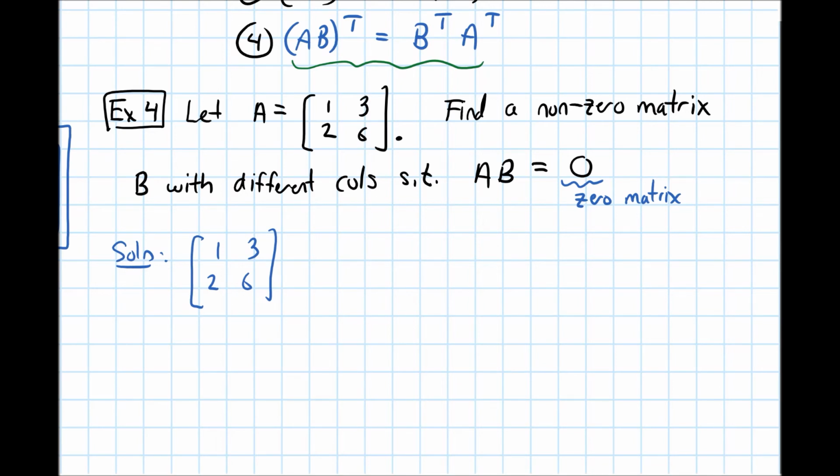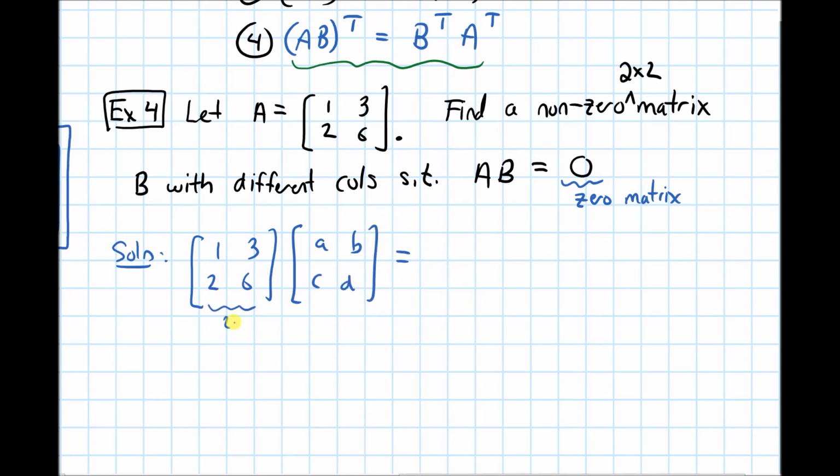And actually, I forgot to mention one thing about B. I forgot to say that B is 2 by 2. So I want B to be a 2 by 2 matrix. I don't know what the entries of B are, so let me just call them a, b, c, and d. And I want this to be equal to the 0 matrix.